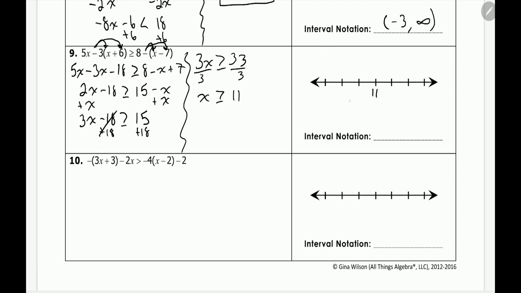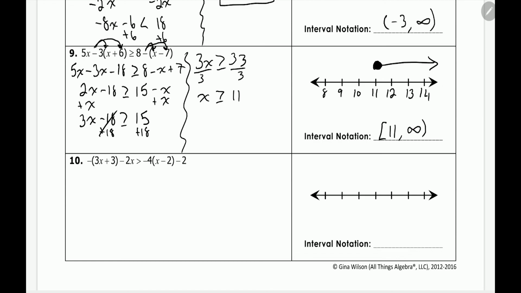So here's 11. This is 10, 9, 8. This is 12, 13, 14. So at 11, do we have an open or closed circle? This one's a closed circle. And should I have an arrow to the left or to the right? Well, where are the numbers that are greater than 11? They're to the right. Now for my interval notation, since I have a closed circle at 11, I'm going to have bracket 11, comma, infinity, parentheses. And that's number 9.